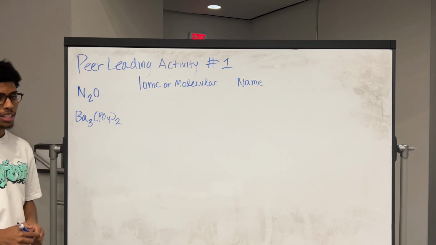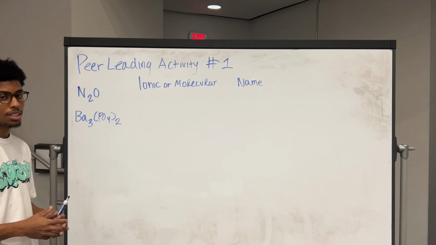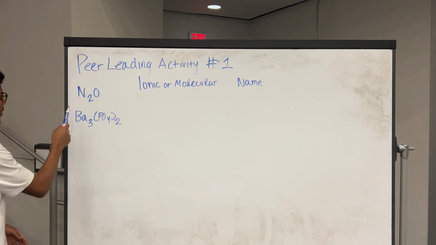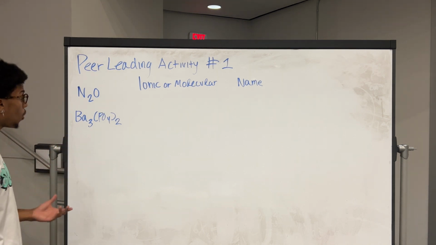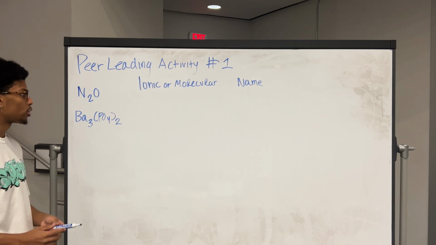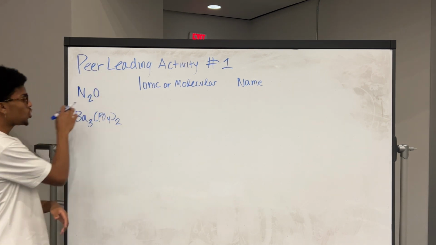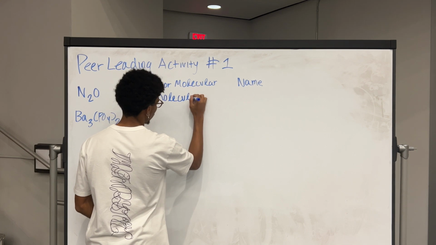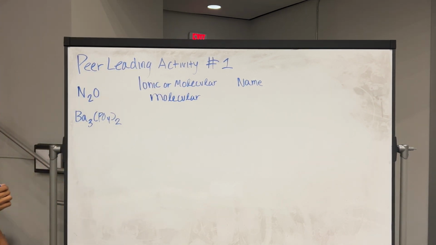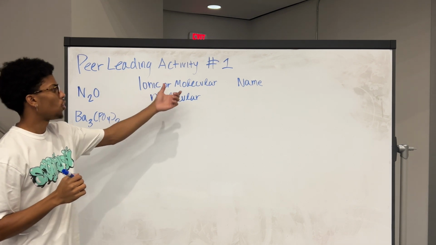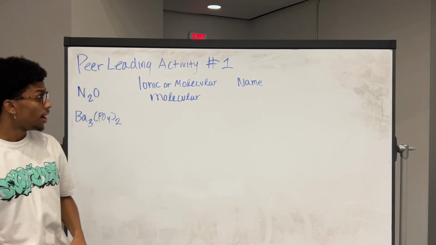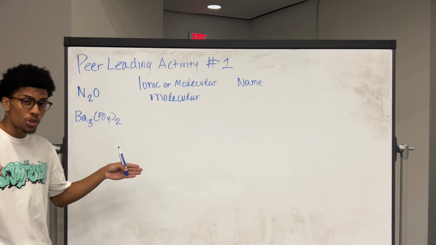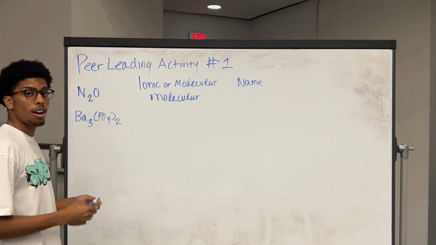So again, we just talked about it. Ionic is a non-metal and a metal, where molecular is 2 non-metals. So we have nitrogen and oxygen. Those are both 2 non-metals. And so that will tell us that this N2O is a molecular compound. Now, why did they ask us to characterize it as ionic or molecular before naming? It's because, depending on whether the compound is ionic or molecular, it's going to change the rules or the parameters in which you will name that compound.